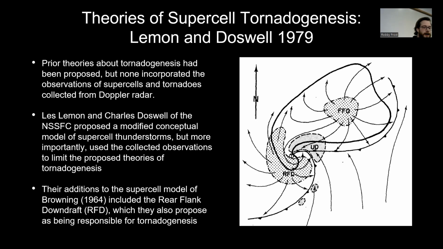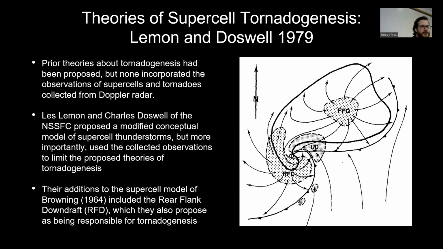The term supercell actually comes from a British scientist named Browning. I can't remember his first name. So that's where the term came from, but this was the first paper that really, one, put forward the concept of the rear flank downdraft as being an important part of a supercell, and then two, did an overview of what some of the different mechanisms of tornado genesis could be.